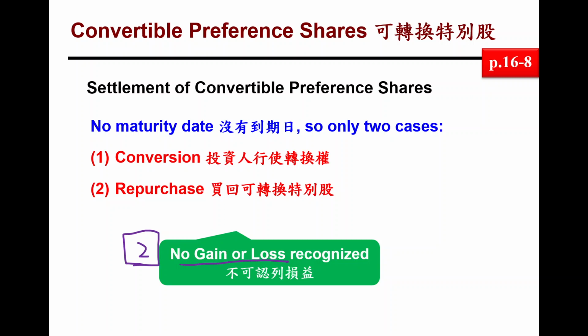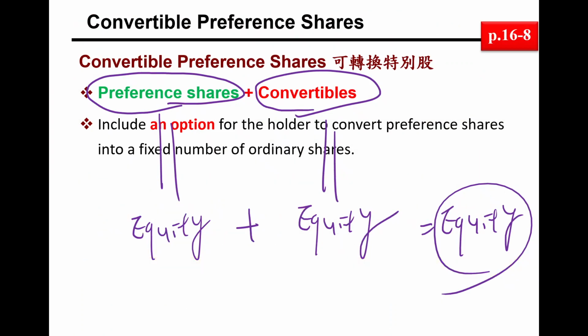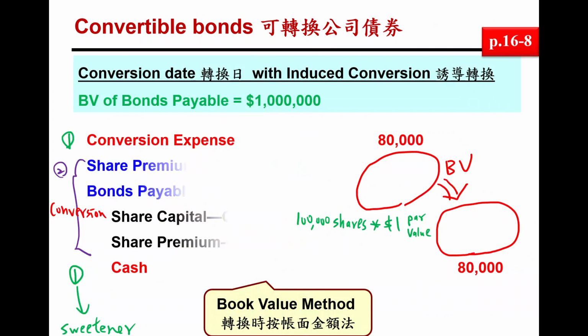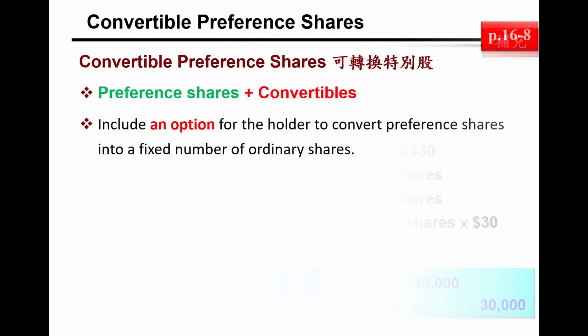Change your identity. Which method do we use? Book value method, right? With the book value method, will we have a gain or loss? No. With the book value method, we use the same amount and just change the identity. No matter whether we talk about CB or convertible preference shares, the accounts change but the amounts are the same. So will we have a gain or loss? Of course not, because we use the same amount.